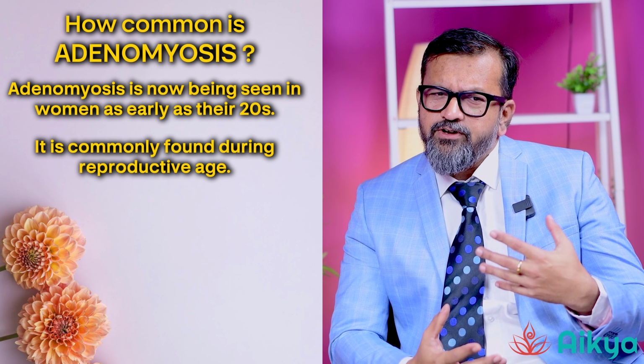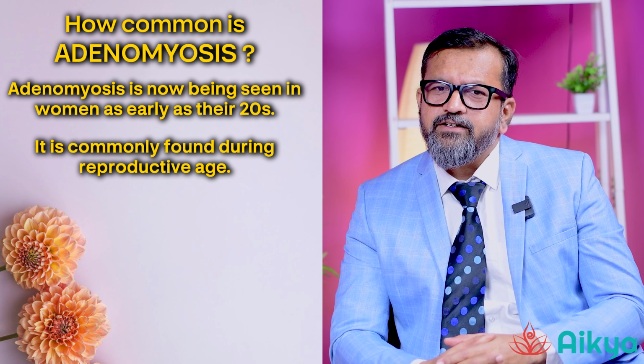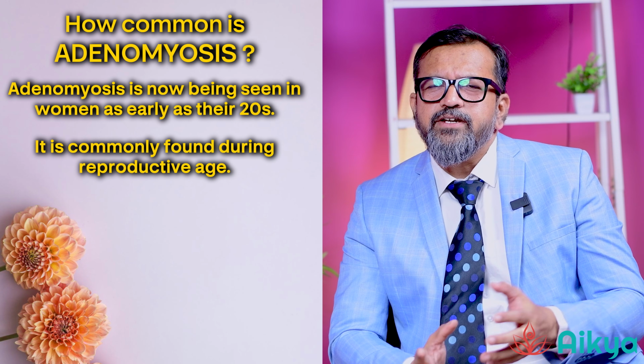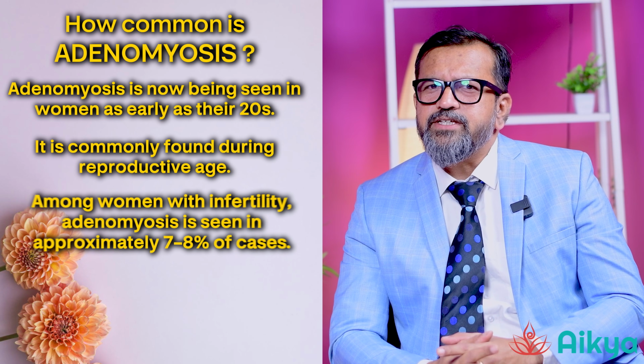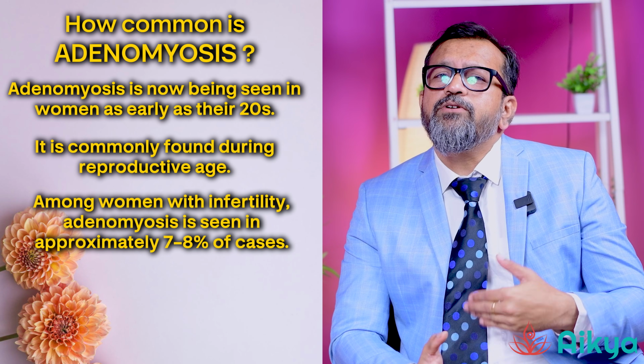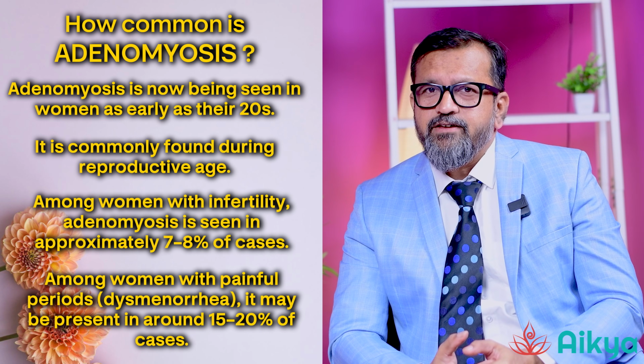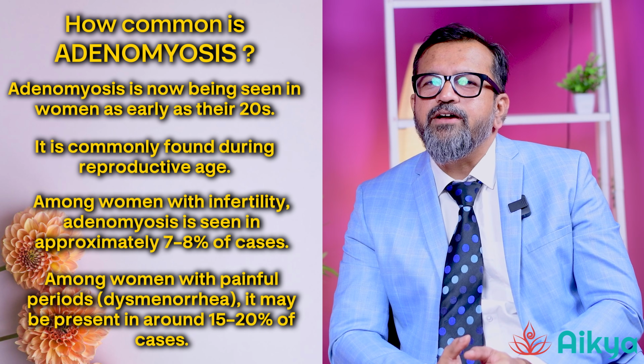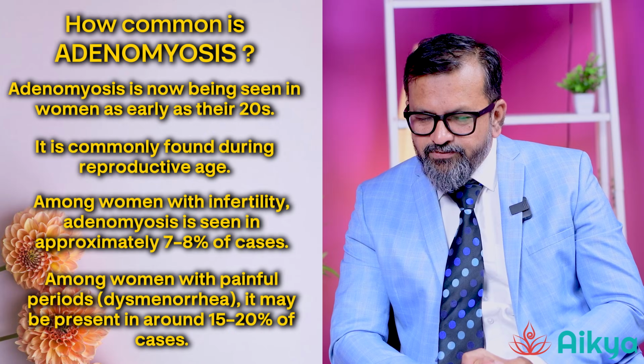If you talk about infertility and the incidence, we have seen it as common as almost 7 to 8%. But if you look at the reason for pain, dysmenorrhea, we have seen it as common as 15 to 20%.